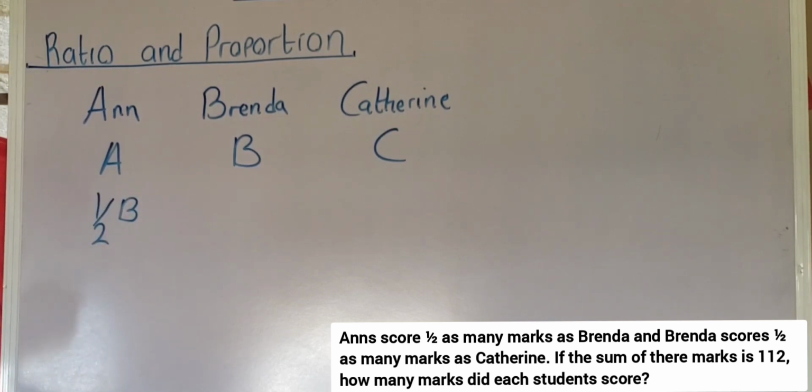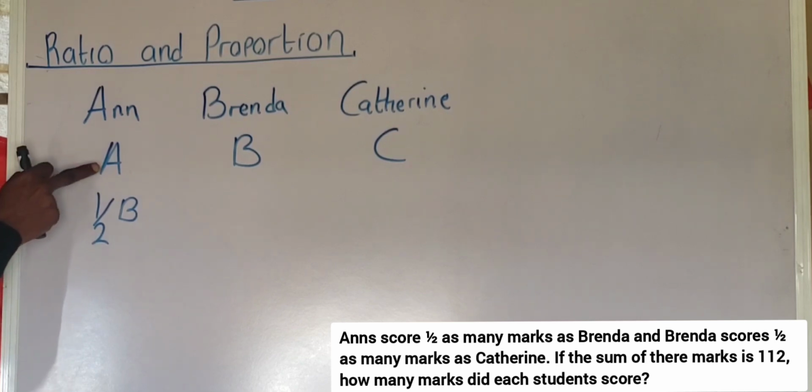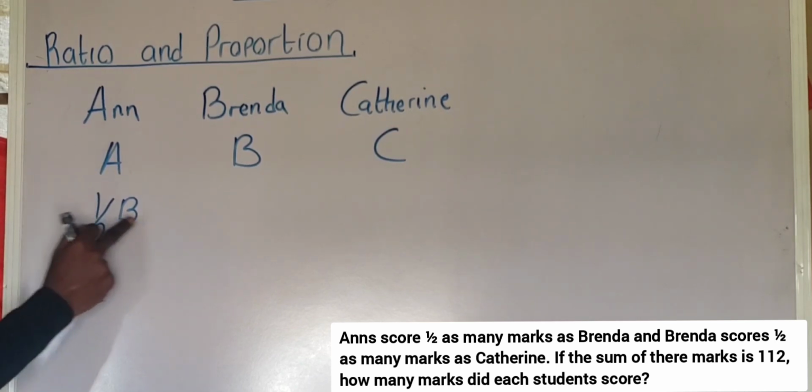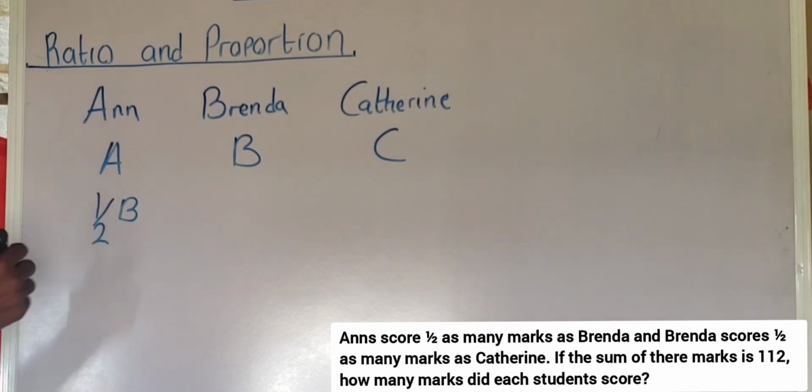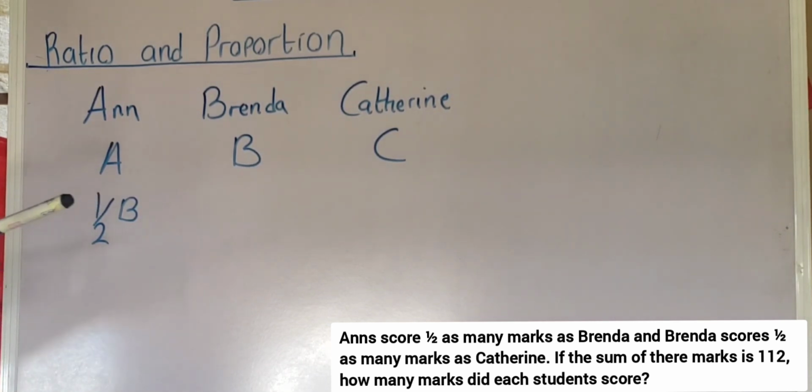Do you understand? We don't know the score of Brenda. We don't know the score of Anne. We don't know the score of Catherine. But we are given the information that Anne scored 1/2 as much as Brenda. That is, half of Brenda's score is Anne's score. So Anne's score, which is A, is equal to half of Brenda's score. This 1/2 means 1/2 multiplied by Brenda's score. Do you understand? Okay, now we proceed to the second statement.